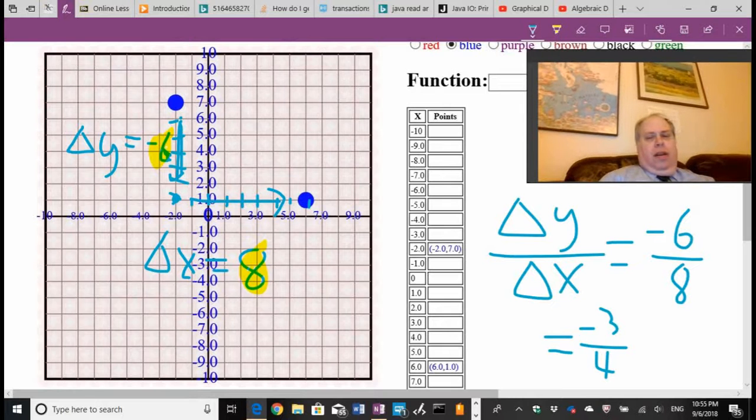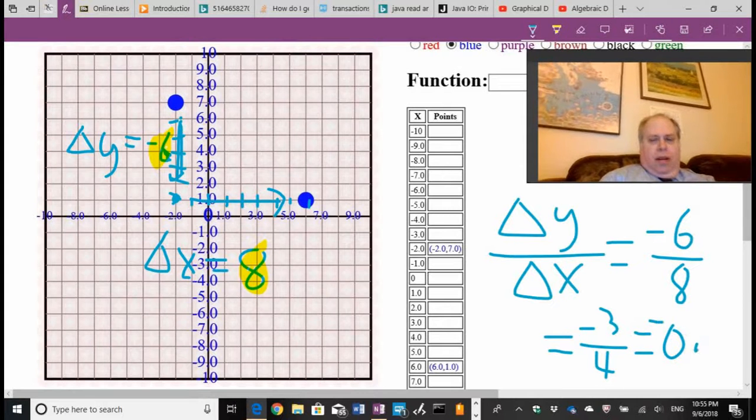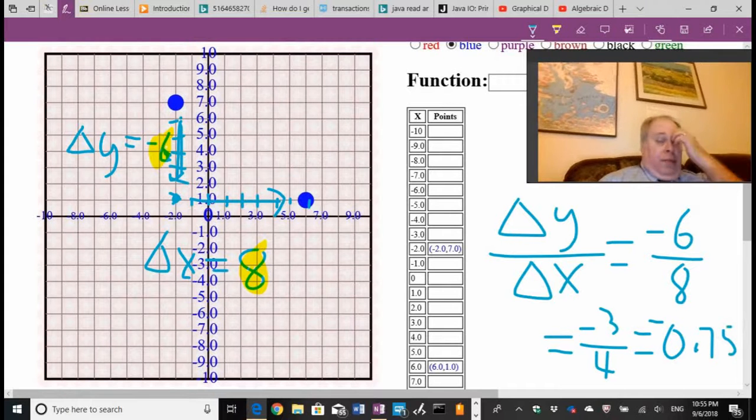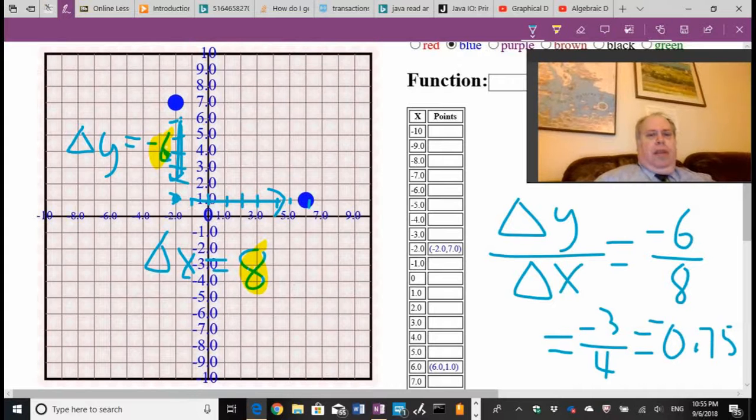Okay, I usually don't even require you to put it in lowest terms, but sometimes if you want to find if two slopes are the same, to find if, for example, 2 lines are parallel, it's good to put in lowest terms, or in decimal, -0.75. Cool? So that's how we find the slope between 2 points graphically.